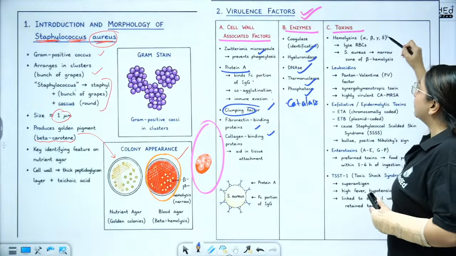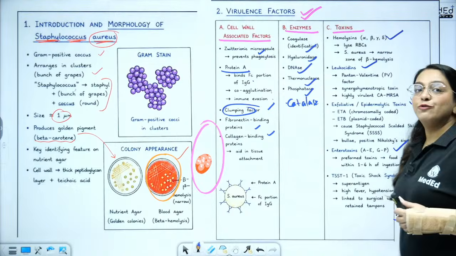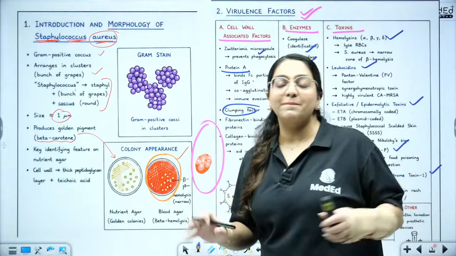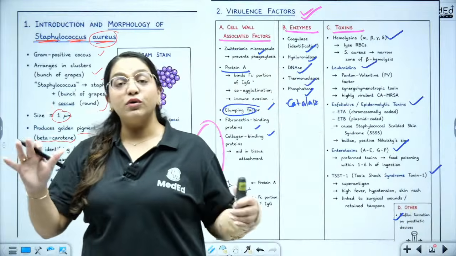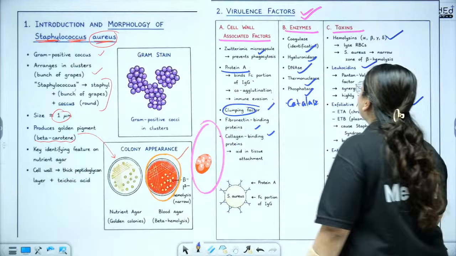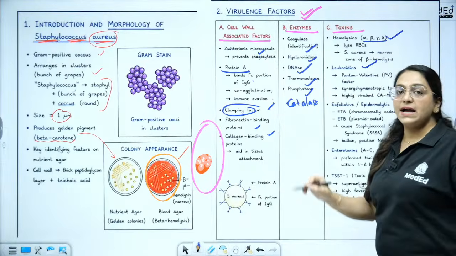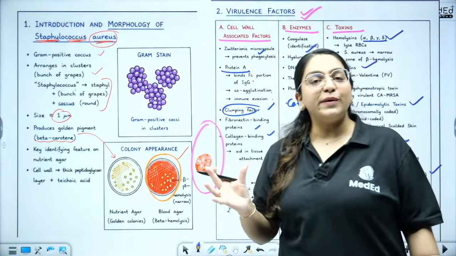Then toxins: hemolysins, leukocidins, exfoliative toxin, enterotoxin, and toxic shock syndrome toxin, right? Other things, it can also help in biofilm production. Then if you have the time and the question is primarily focused on the virulence factors of Staph aureus, then you can write a little bit about these hemolysins. What are the hemolysins? Alpha, beta, delta, and gamma. All of them are produced by it.